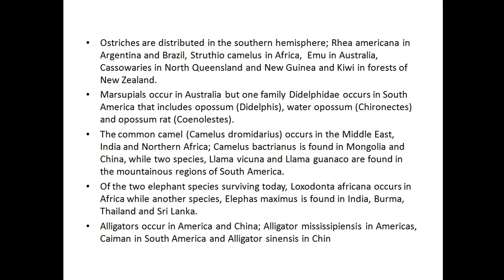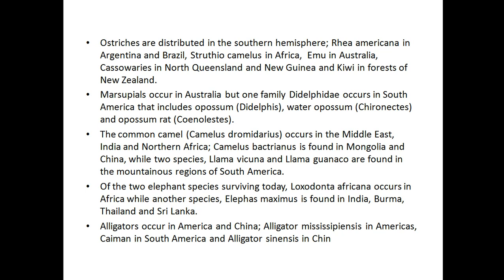But to all of you, again recall what I have told you. The origin is in North America, the camels. Even the two elephant species, Loxodonta africana occurs in Africa, while Elephas maximus is found in India, Burma, Thailand and Sri Lanka. These are all good examples for discontinuous distribution.